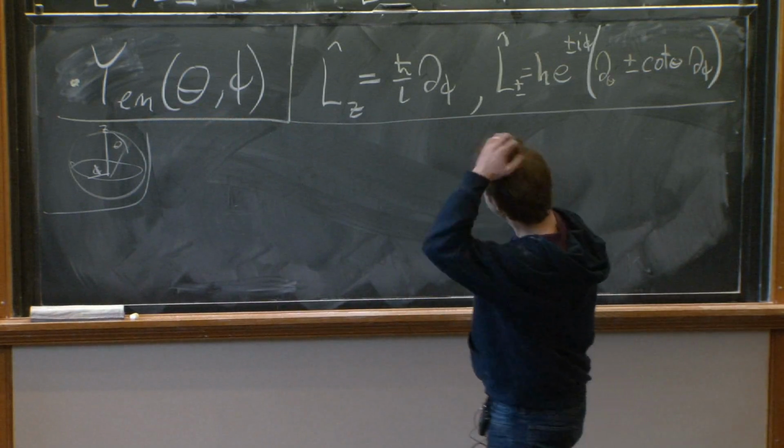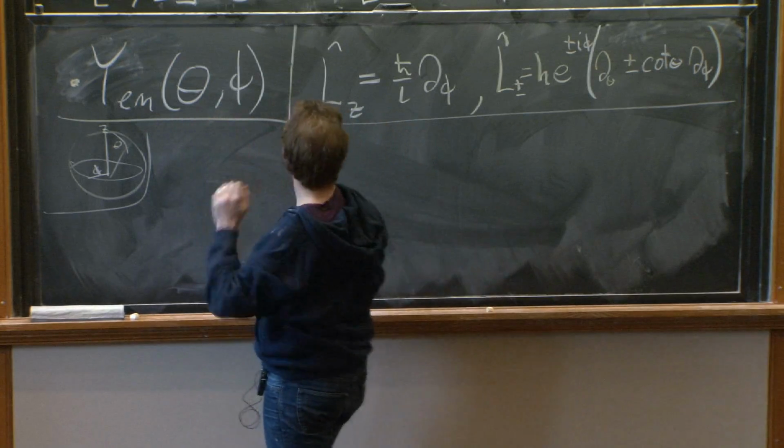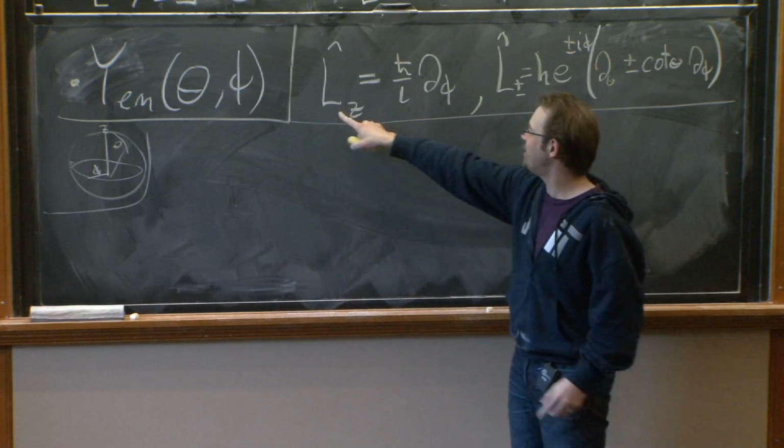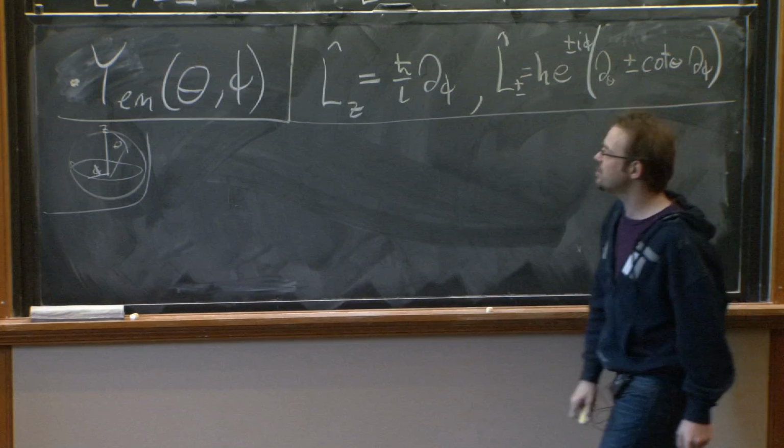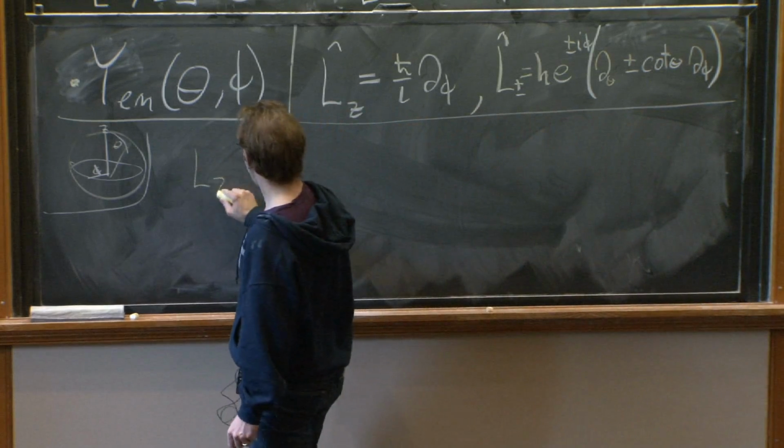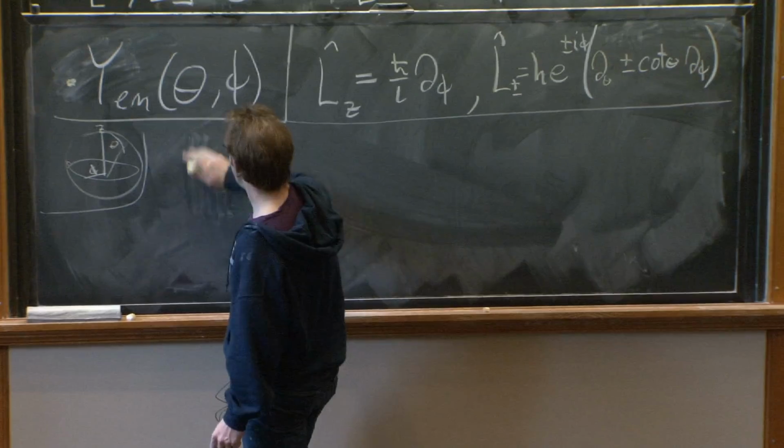So I want to know how Y_lm depends on theta and phi, and it's clearly going to be easier to ask about the L_z eigenequation. So let's look at that. L_z on Y_lm gives me h bar.